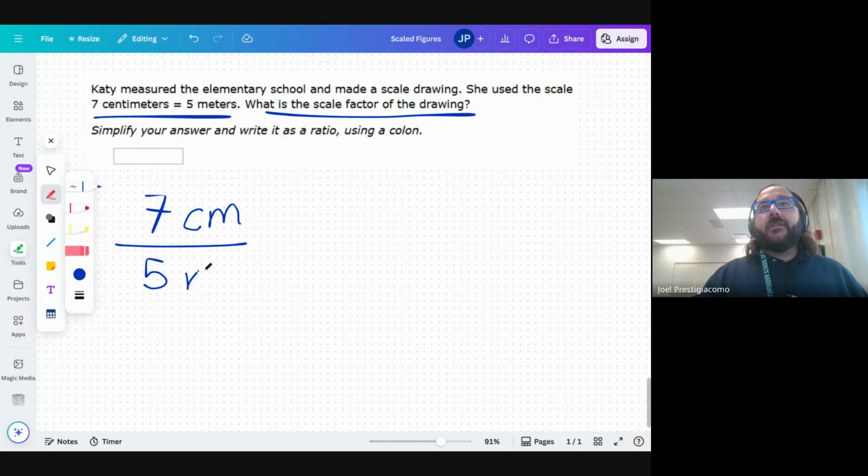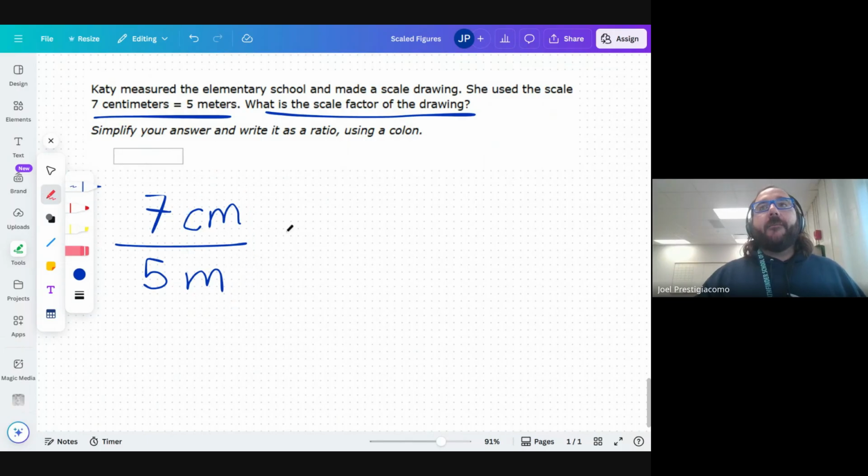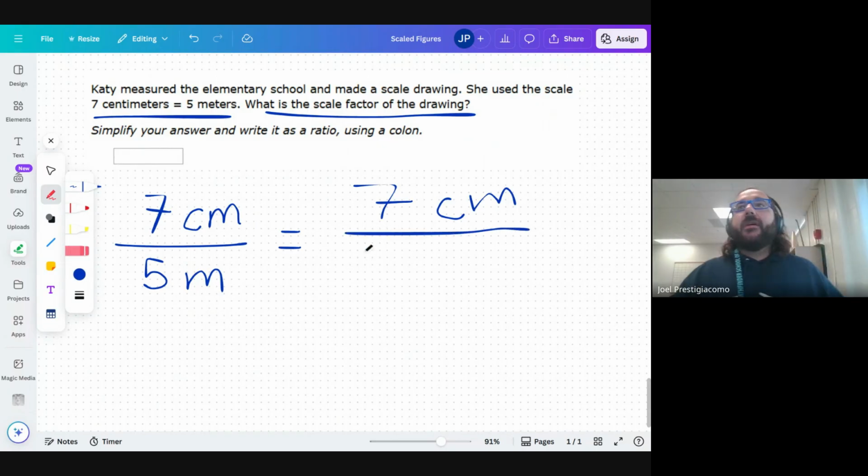versus 5 meters, okay? So what we need to understand is that we need to figure out how to make these the same measure. We need to convert either centimeters to meters or meters to centimeters. Either way, we will be fine, but we just need them to line up. What I'm going to do is convert the meters to centimeters, okay? So 7 centimeters is on top.